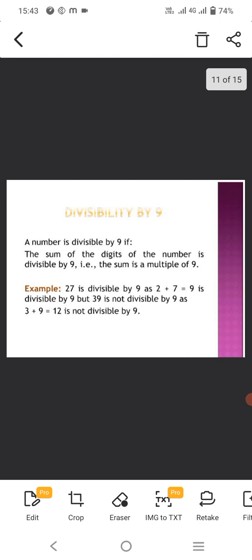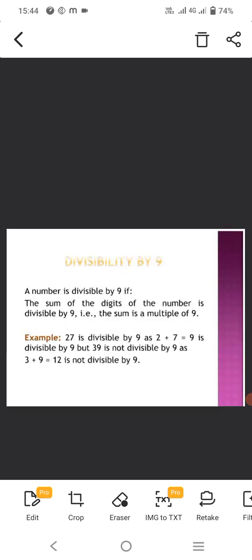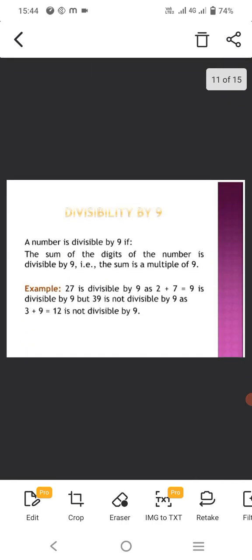Next, divisibility by 9. If the sum of the digits of the number is divisible by 9, then the number is divisible by 9. For example, 27 is divisible by 9, since 2 plus 7 is equal to 9, and 9 is divisible by 9. So, 27 is divisible by 9. But 39 is not divisible by 9, for 3 plus 9 equals 12, and 12 is not divisible by 9. So, 39 is not divisible by 9.